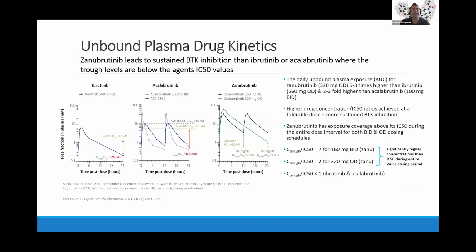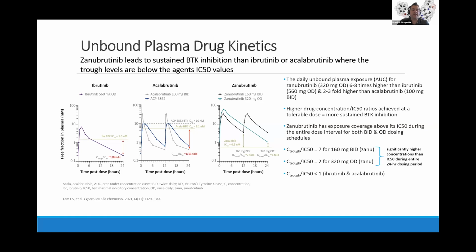So this is a schema of how the level of free drug changes in the patient with time, and you can see the green bars are the IC50 levels. So they're not the same for each molecule. Zanubrutinib is quite lower than the 2 others. And what you can see is how the drug is higher or not than that level.